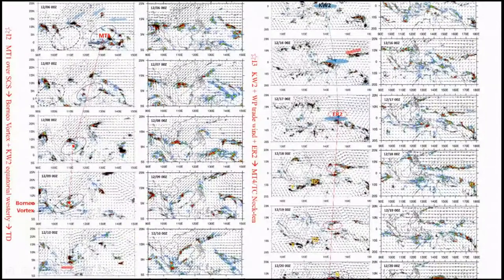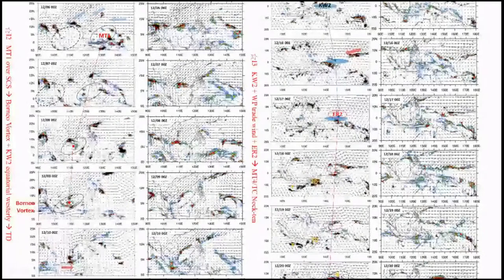Okay, and then this third column here shows the third interaction event, which starts from mid-December. You see this Kelvin wave 2 propagate eastward, and then it meets the prevailing, very strong, persistent trade wind. So this actually forms a very cyclonic shear. As a result, there's an east Rossby wave and also the TD type disturbance formed due to this interaction. And eventually, tropical cyclone Naktan was formed in this system.